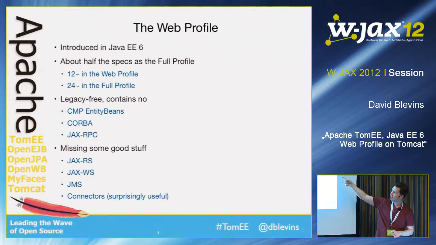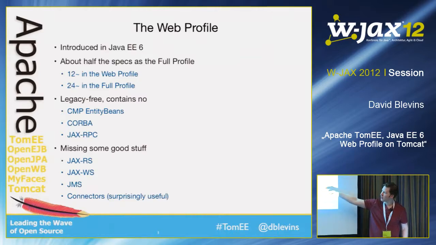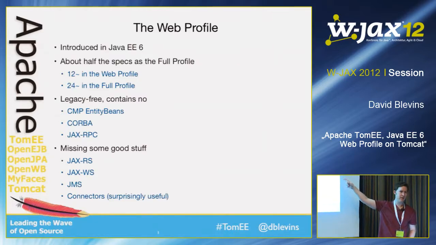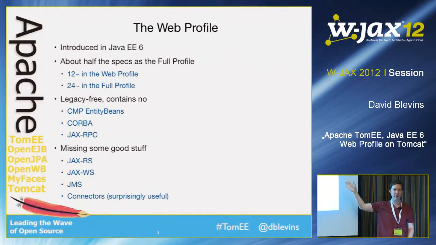But what is in the full profile that is not in the web profile? Basically everything on this slide. So CMP entity beans are not in the web profile. Corba is not in the web profile. JAX-RPC is not in the web profile. Now these are all very much legacy APIs, and in Java EE 7 they're likely to get removed from the full profile. So a full profile server will not have to implement CMP entity beans and JAX-RPC. Corba is still under discussion. So Corba might still be there in Java EE 7 for the full profile.